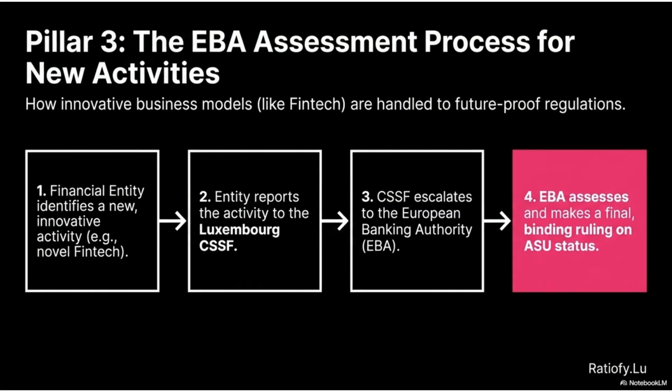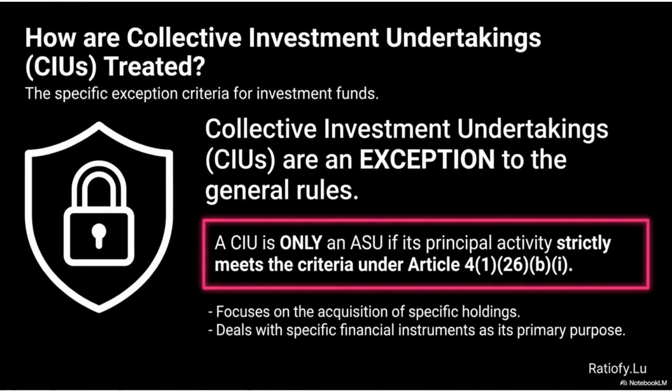Pillar 3 covers the assessment process for new activities. A financial entity identifies the activity, reports it to the CSSF, who then escalates it to the EBA for a final binding ruling. Collective investment undertakings, or CIUs, are an exception to the general rules. A CIU is only an ASU if its principal activity strictly meets the criteria regarding specific holdings and financial instruments.